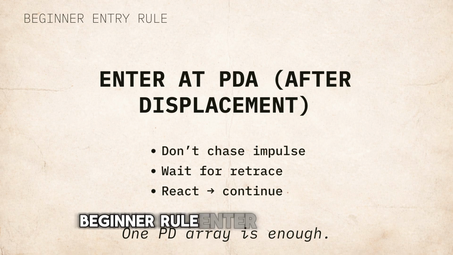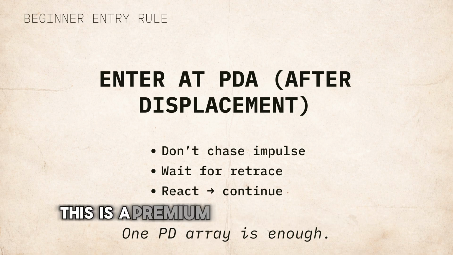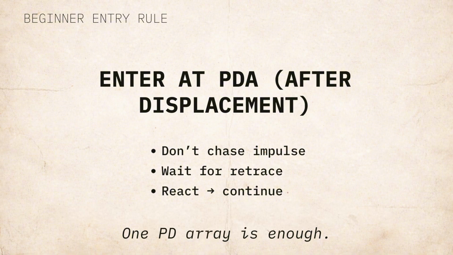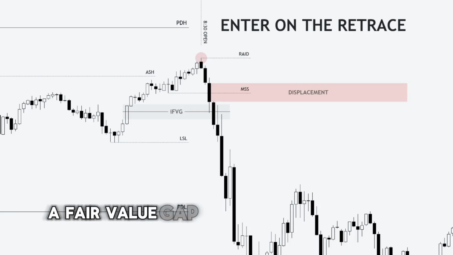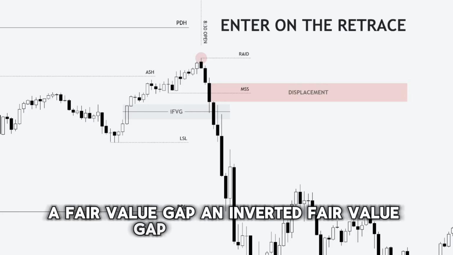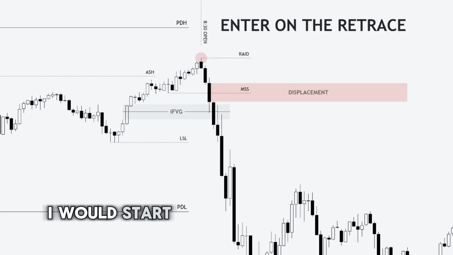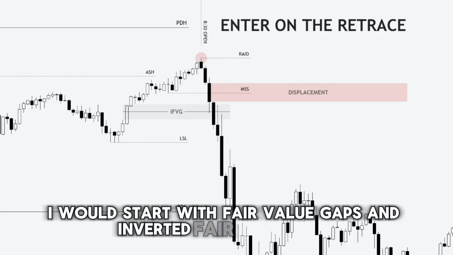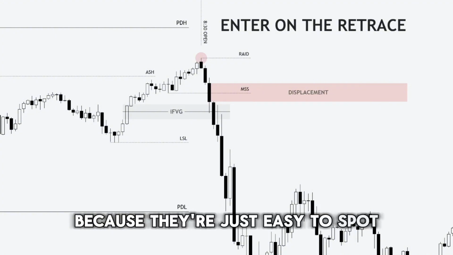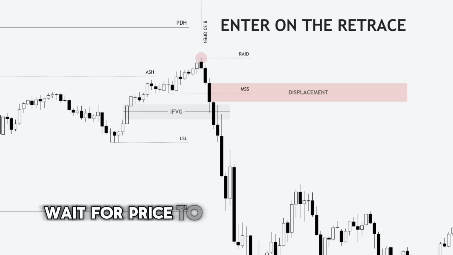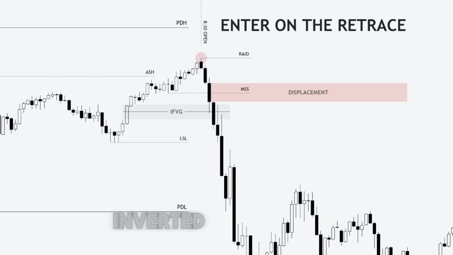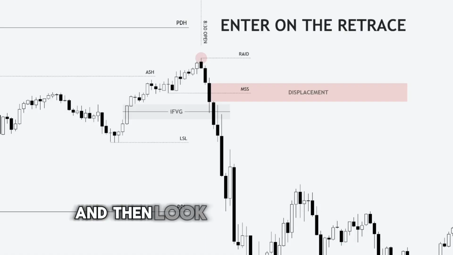Beginner rule: enter at a PD array. This is a premium discount array, and you only need one. Pros don't chase the impulse, they enter on the pullback. For beginners, pick one PD array: a fair value gap, an inverted fair value gap, or order blocks. I would start with fair value gaps and inverted fair value gaps because they're just easy to spot. After displacement, price often leaves an imbalance. Wait for price to retrace into your fair value gap or inverted fair value gap, and then look for a run into the displacement direction.